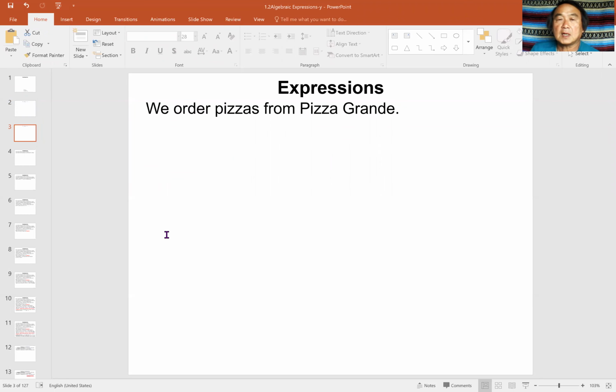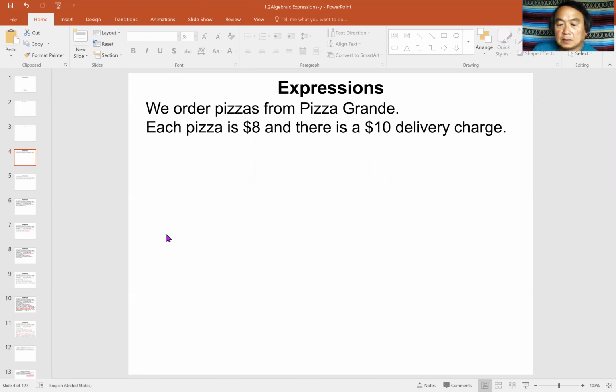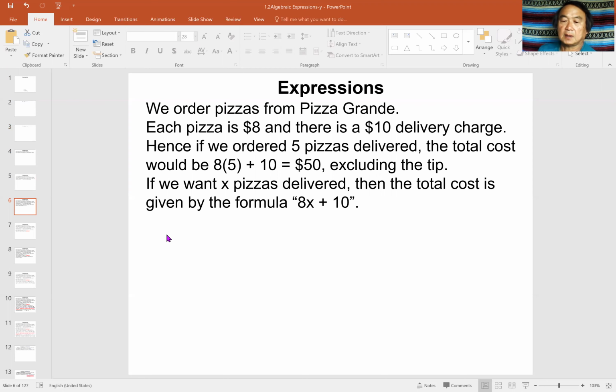So, what are expressions? Suppose here's an example. If we want to order pizza online, every pizza is $8, and in order to deliver, there will be a $10 delivery charge. So if I order 5 pizza, 5 pizza is $40 plus $10 delivery. I can make a formula out of this. If I order x pizza, then it will be 8 times x plus 10. And this is called an expression.